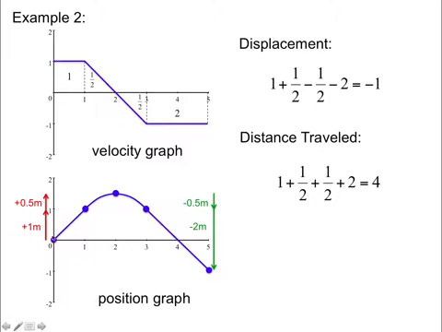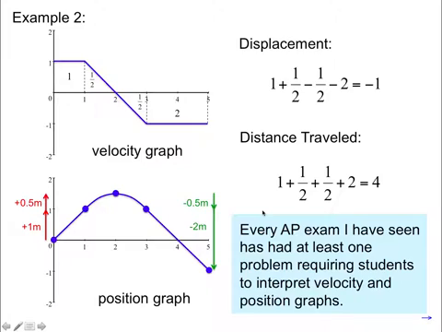So if we notice, our initial position was 0, our final position is negative 1. That's where this negative 1 comes from. And if we add up all of the absolute values of these, we can see that the absolute values all equal 4. A lot of AP exams I've seen have at least one of these drawing the position from the velocity graph. So we'll keep our eye out for that. And it's usually geometric shapes, nothing more difficult than some geometry.